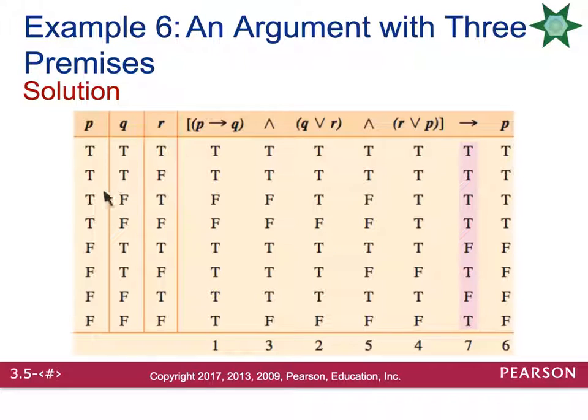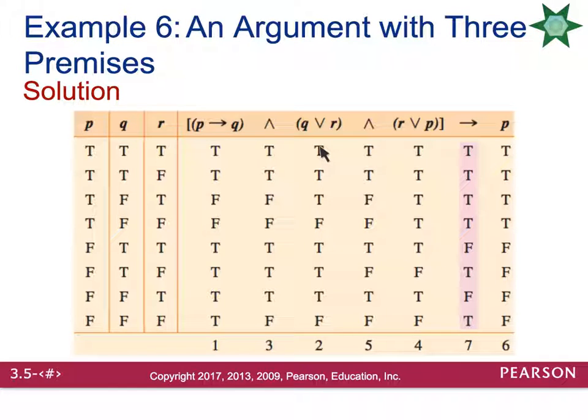So let's look at the truth table. Since we have 3 simple statements, we start with 4 T's and 4 F's for P. Then 2 trues, 2 falses, and 2 trues, 2 falses again for Q. And then for R, it goes back and forth: TF, TF, TF, TF. Our first premise is P arrow Q, and that is true for TT, true false gives us false, true false gives us false, false true gives us true, false true gives us true, false false gives us true, and false false gives us true. So this is the truth value for P arrow Q.